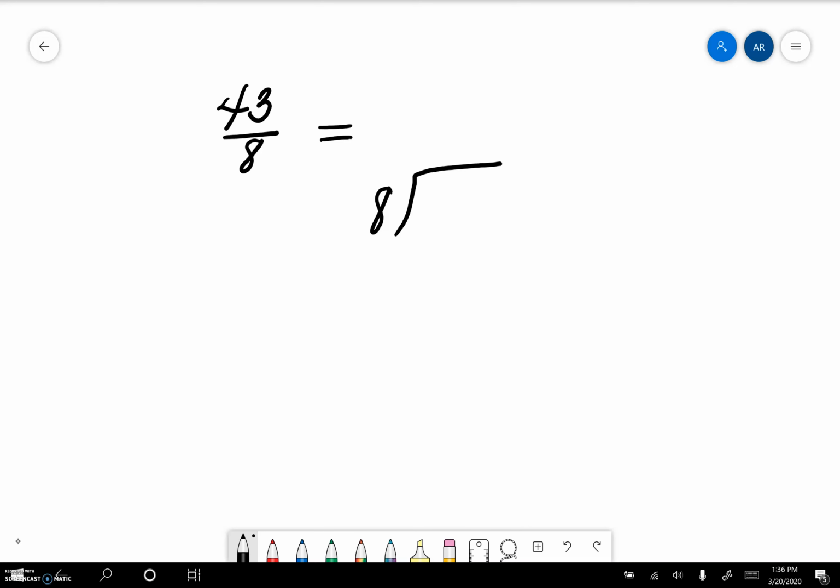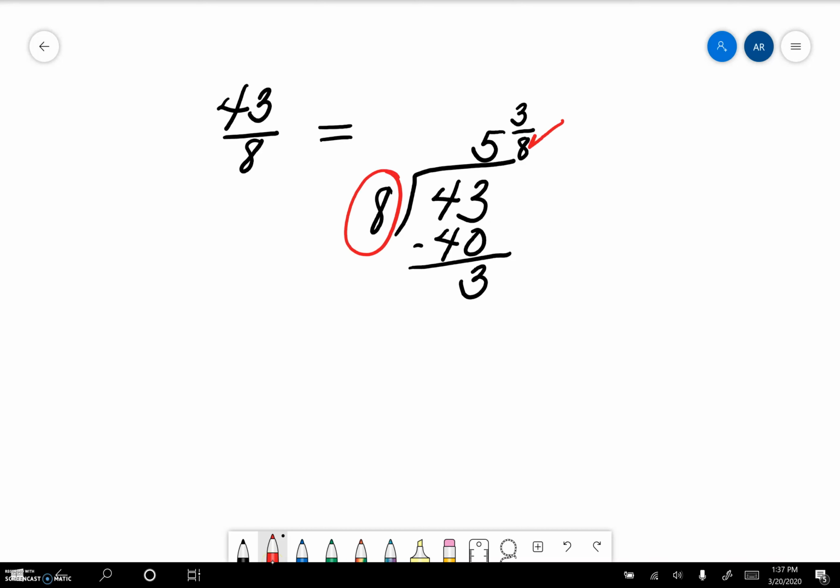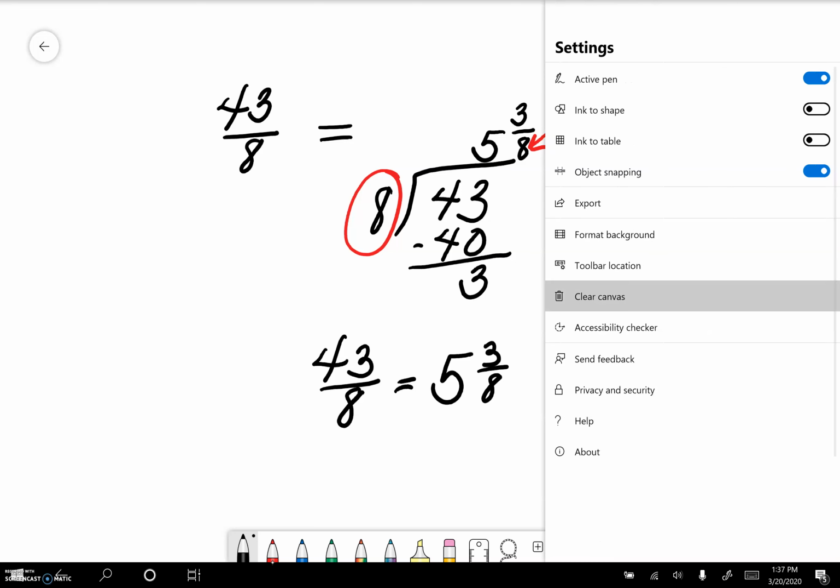So I'm going to take 8 into 43, and I know that 8 times 5 is 40. I'm going to subtract it out so I can get my remainder, and my remainder is my numerator. The denominator never changes. This is your denominator. That will never change. And if I was to rewrite this, you can see that the 3/8 is already in the lowest form. So 43 over 8 as a whole number would have 5 3/8 as your final answer. Okay, let's move on to the next one.